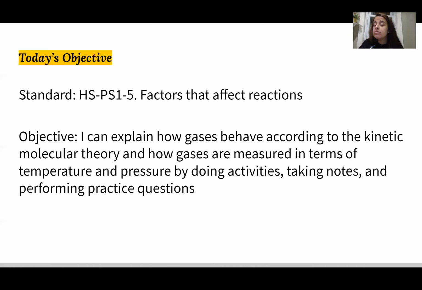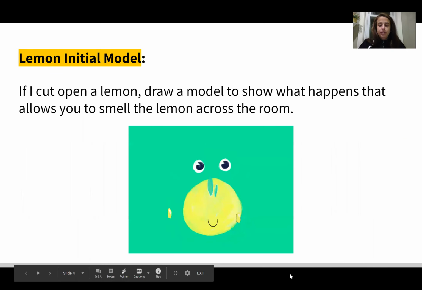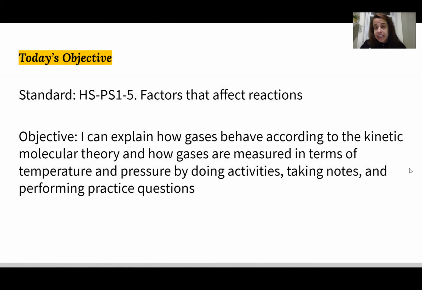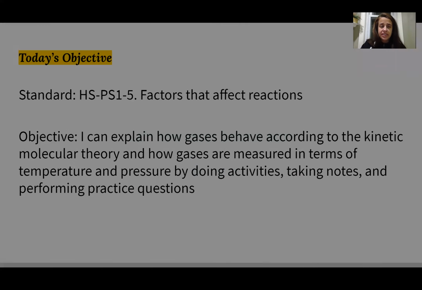So there are base assumptions that we have about gases, and how gases are measured in terms of temperature and pressure. By doing activities, you guys are going to think about specific activities, about common phenomena that you experience. And then I'm also going to do a little demonstration for us with my makeshift chemistry lab in my house right now. And then also taking notes and performing practice questions. So that's what we're doing today. I'm going to be transparent with you guys about what our objective and what our plan for the day is.